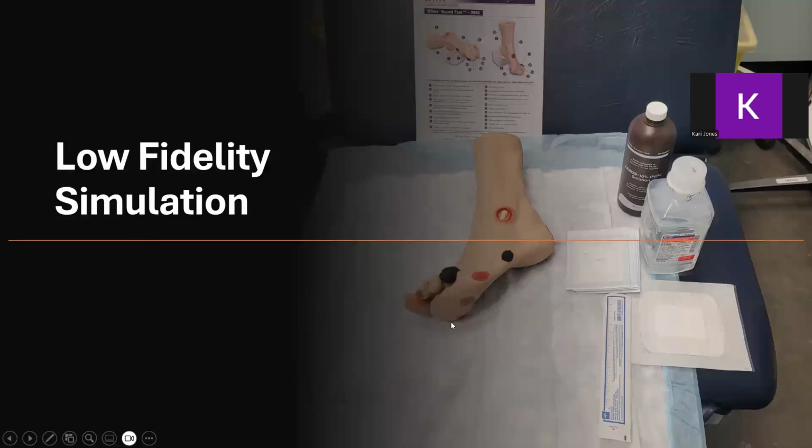This is my setup here. This would be considered a low fidelity mannequin. It doesn't talk, it doesn't move. This is a wound care one that we use for wound care for diabetic patients, with different levels of wounds, as well as filament testing.